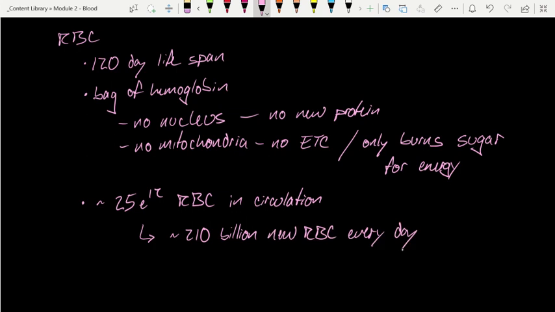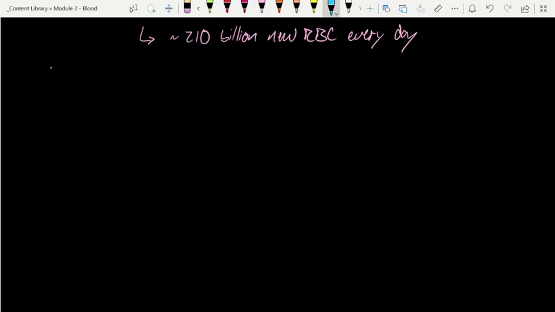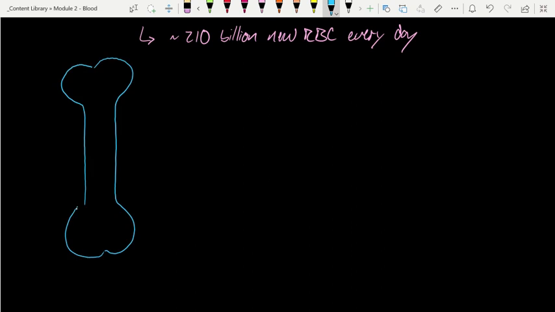So how does this happen? Where does this take place? Well, to understand erythropoiesis, we've got to think about 2 different locations within the body. To make these 210 billion cells every day, what do we need? We need red bone marrow. So long bones in the body are filled with red bone marrow.